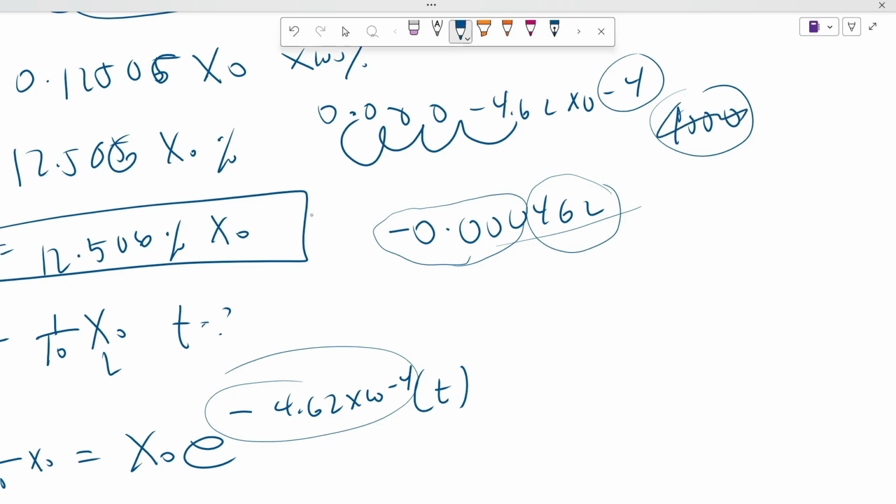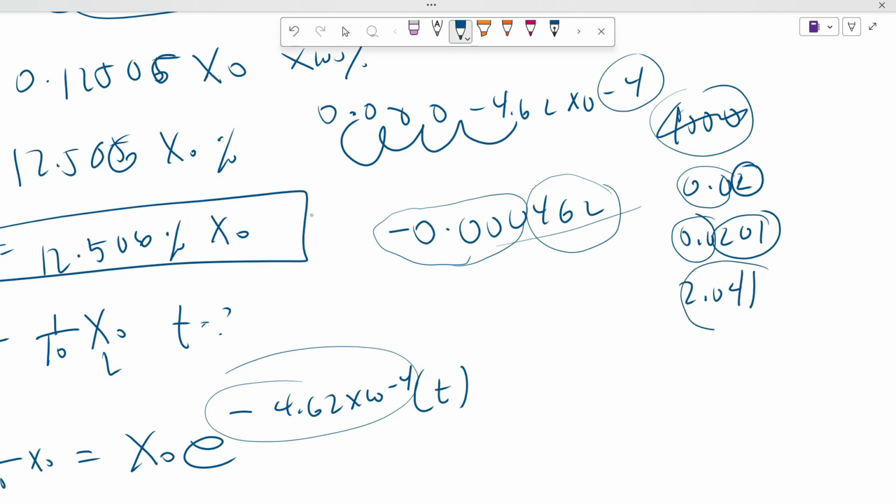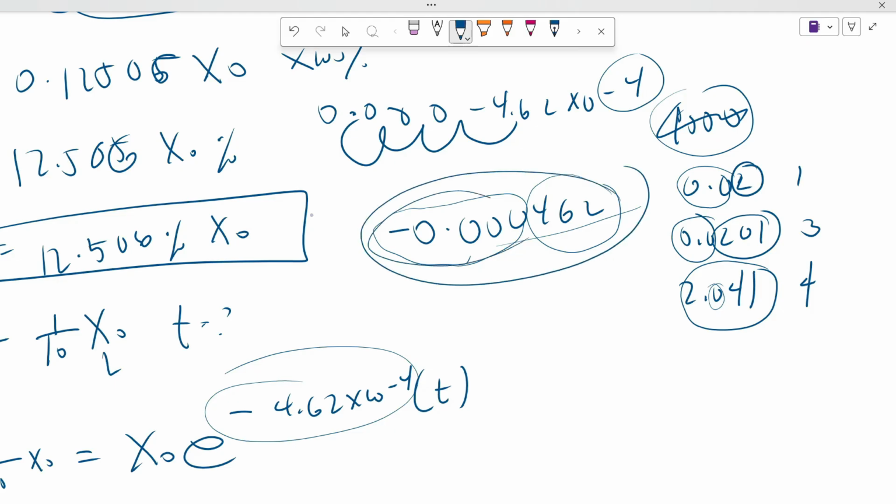So halimbawa ganito, 0.02. Significant figure nito is isa lang, kasi hindi na mabibilang yung 0 na nasa left. Halimbawa ganito, 0.0201. Ito ay 3 significant figures. Halimbawa ganito naman, 2.041. Ito ay mabibilang kasi yung 0 ay nasa gitna na. So ito ay 4 significant, ito ay 3, ito ay 1. Gets? So ito niyan ay 3 significant figures kasi yung 0 na nasa kaliwa, hindi na siya bibilangin. Ito na lang mabibilang. So ito yung tatlo, yung naka-check.